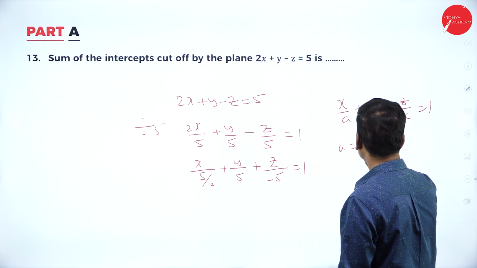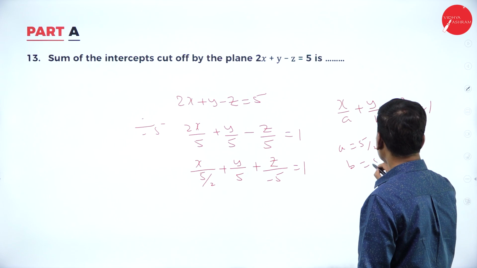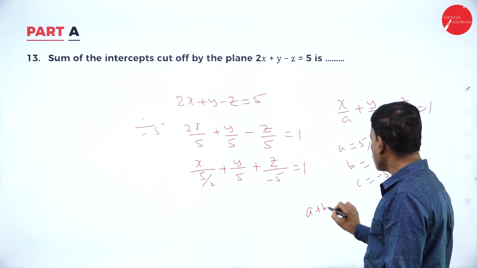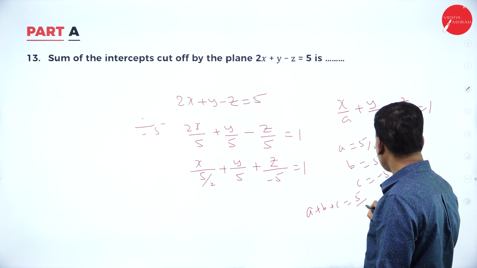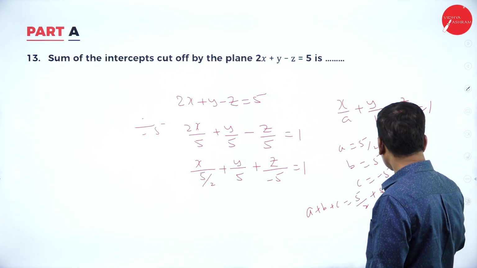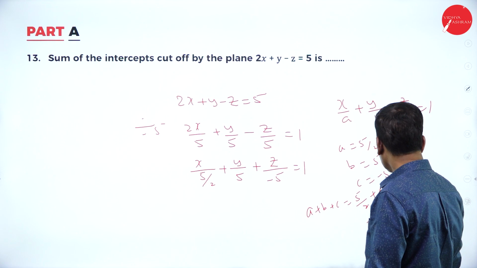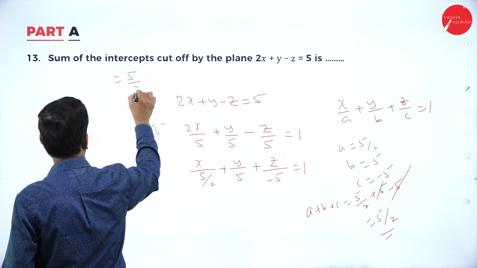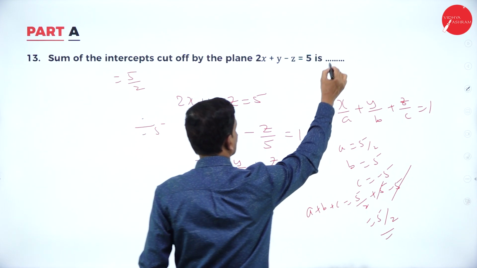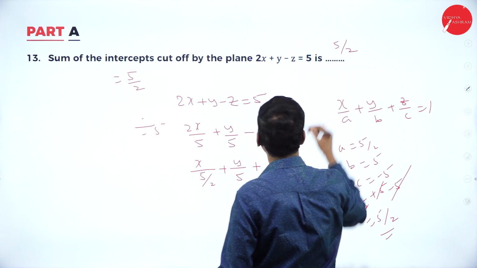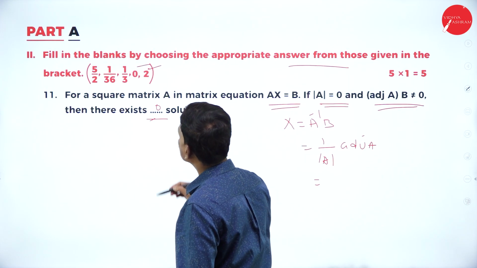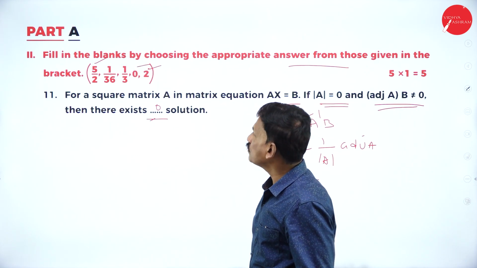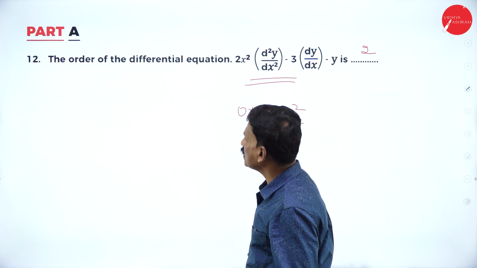a is equal to 5 by 2. b is equal to 5. c is equal to minus 5. Sum of the intercepts a plus b plus c, that is 5 by 2 plus 5 minus 5. Minus 5 plus 5 gets cancelled. The answer is 5 by 2. Sum of the intercepts is nothing but 5 by 2. So here you can write 5 divided by 2. Where is the option? We have 5 by 2. So 3 options are gone. So what is left over is 1 by 3 and 1 by 36.